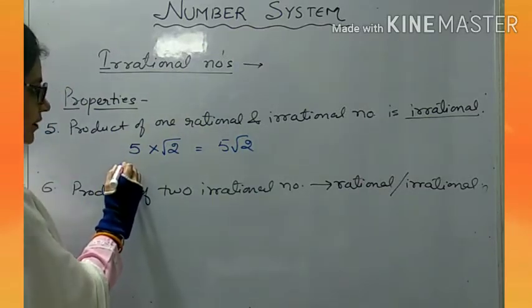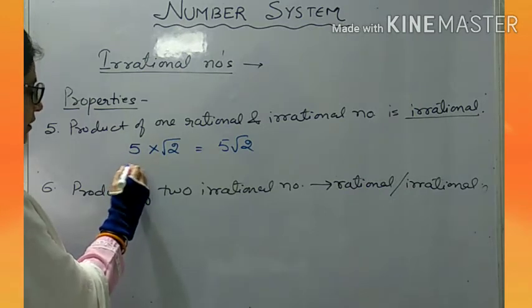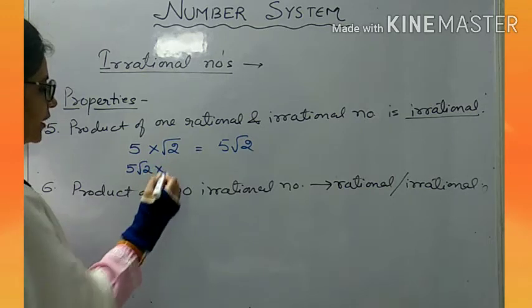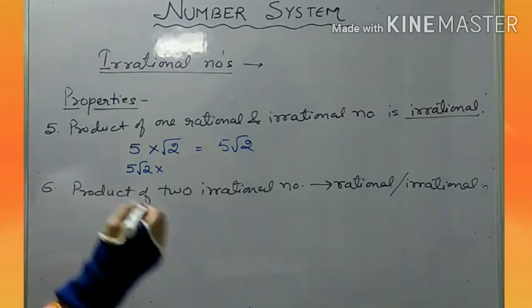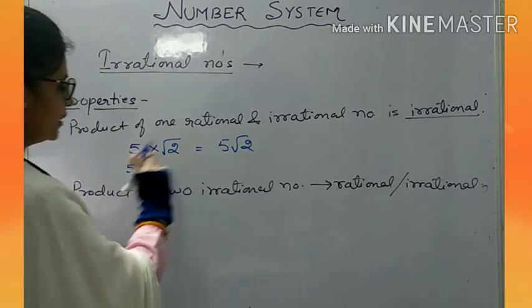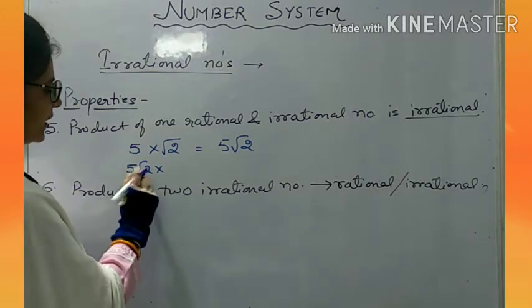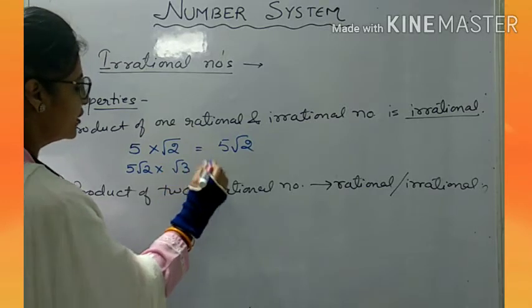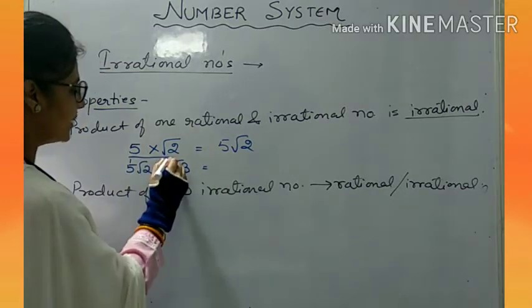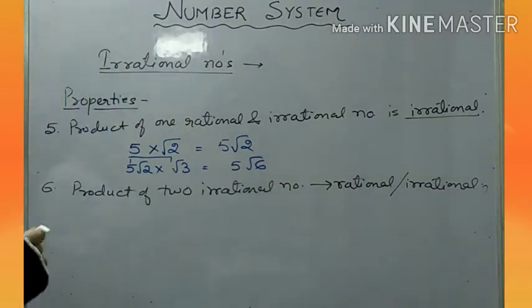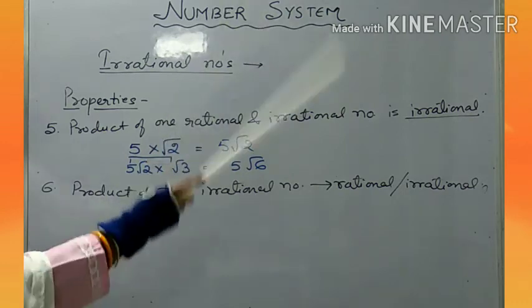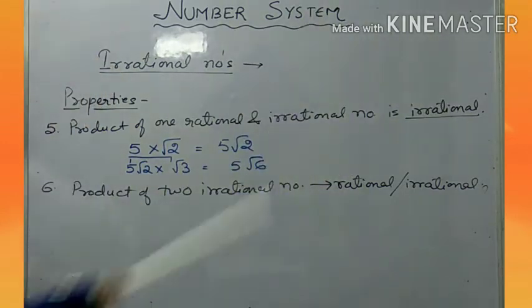And if we are having 5 root 2 into, so this is an irrational number and we are multiplying it by root 3, so what it will be? Here we multiply 5 by 1, so 5, and root 2 into root 3, root 6. So hence we are having the property that the product of one rational and one irrational number, if you multiply rational with irrational, always we will get an irrational number.